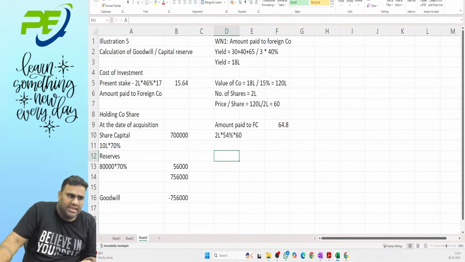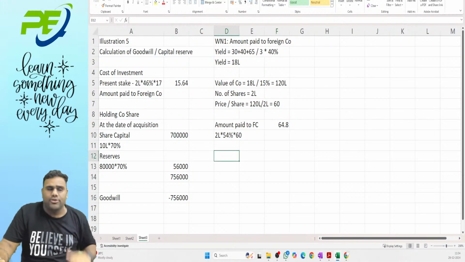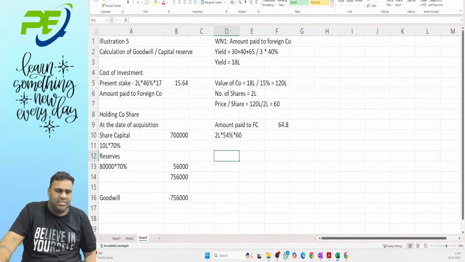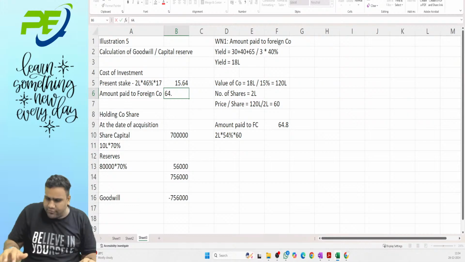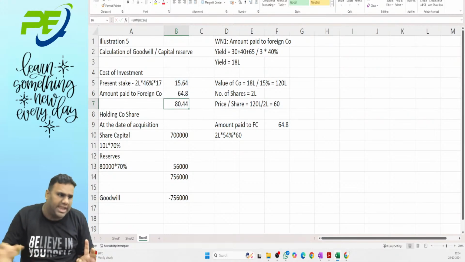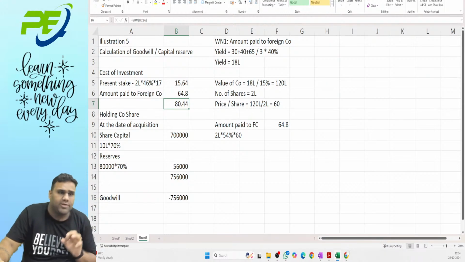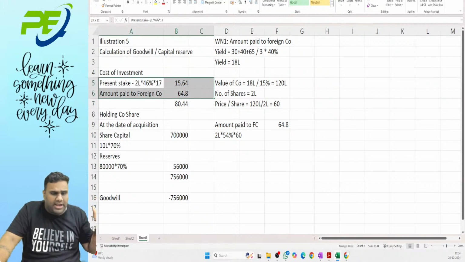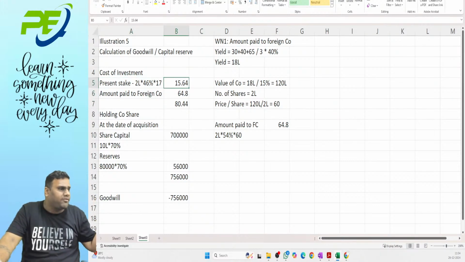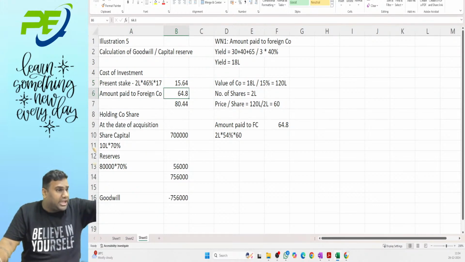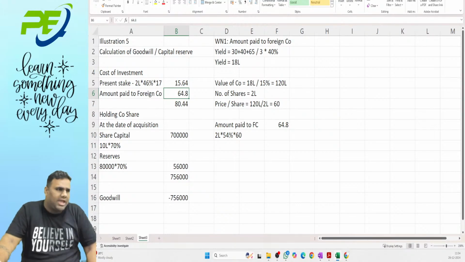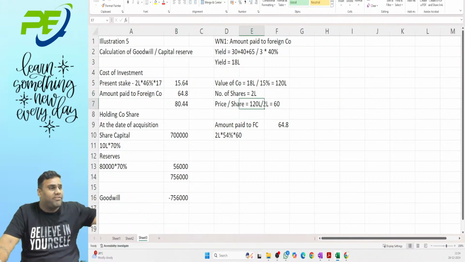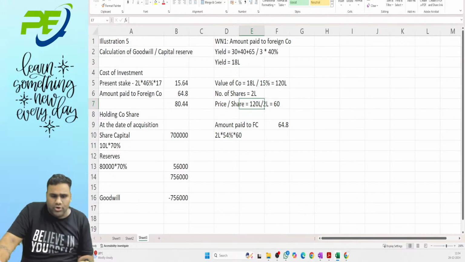Now, will the entire amount be paid to them? No, but all this we can discuss later. Amount paid to foreign company is 64.8 lakh. So total cost is 80.44. Any doubts for anyone? This they already were having, and this they have acquired now. We have 46% they took for 15.64 and for the remaining 54%, 64.8. For the extra 8%, they gave 4 times the amount. It happens. Might be these shares they would have acquired long back, and when they acquired, the price was 70, now it is 60. That could also be the reason.